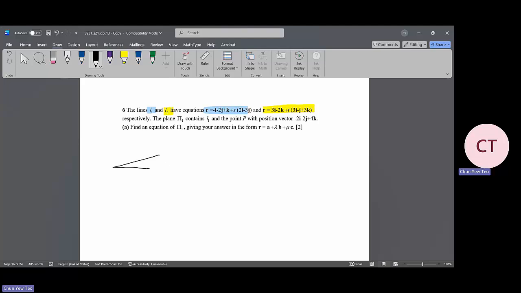So we know that pi 1 contains L1. Okay, so L1 has the directional vector of this, so it will belong to the plane here. Then we have another point P. And let's say there's a point here. We call this point OA, so the A is here. So you can connect the B with the A, so you have AB. Then you will have the second directional vector.